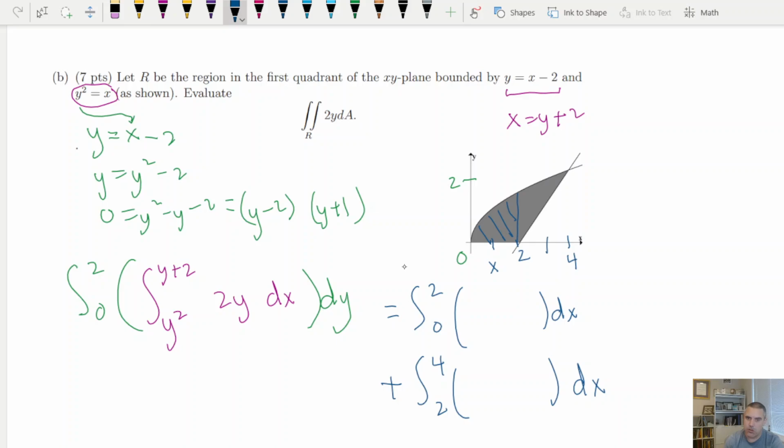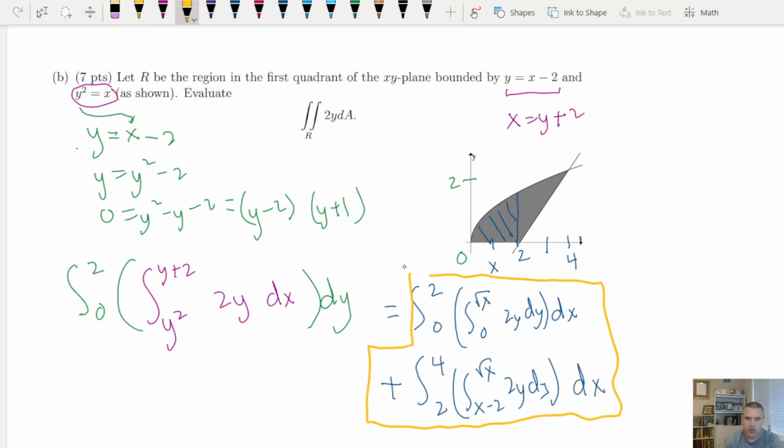What are those patterns? From 0 to 2, the bottom is 0, and the top is the square root of x. I'm just taking that and solving. And this would be 2y dy. When you're over here, the bottom is the line, x minus 2. The top is the square root of x. Both of these are correct. You could compute both of those integrals separately, add them together, and you're going to get the answer, which is 16/3 all together. Or you could just do this single integral, and you're also going to get 16/3.